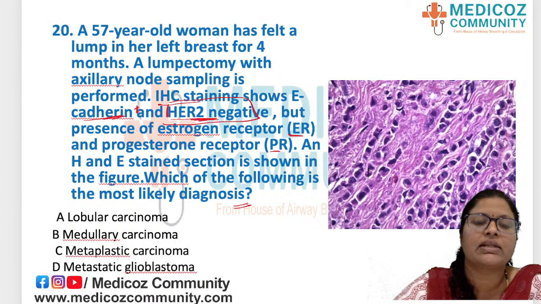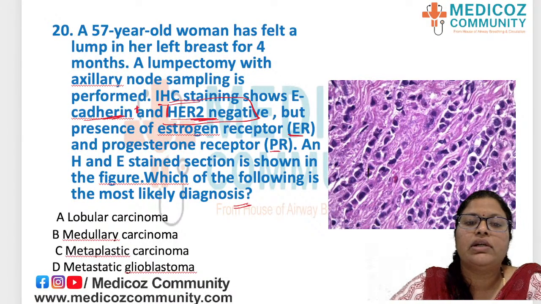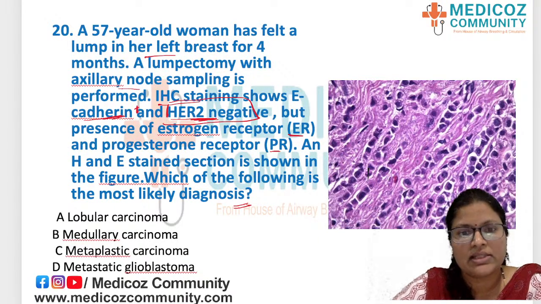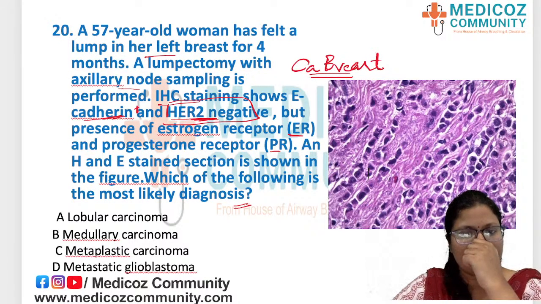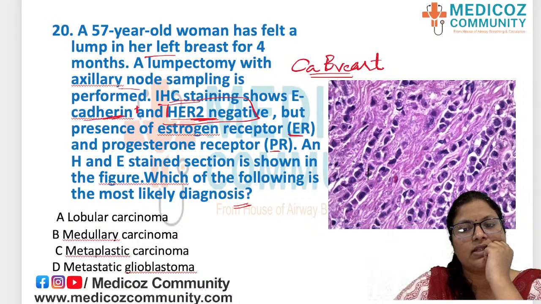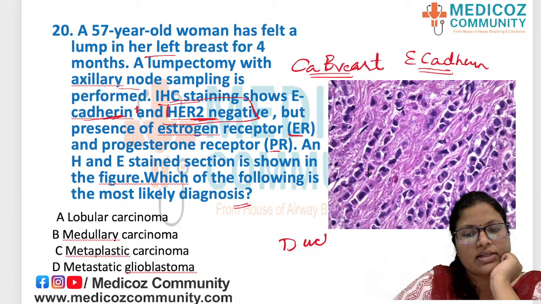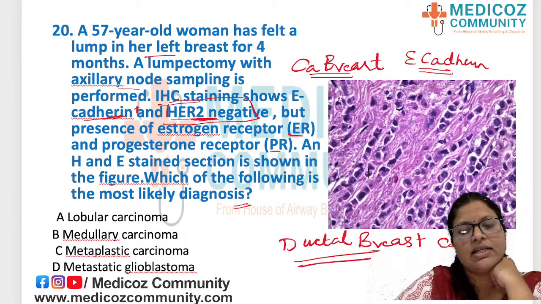So the history itself is telling that this is an old woman with a lump in her breast and axillary lymph node sampling was also done, which means they've done a radical surgery. Okay, so they're talking about CA breast here. And IHC staining was done, which has shown E-cadherin negativity. So remember students, E-cadherin is a marker for ductal breast carcinoma. And they are saying that this is negative, which means they are telling you it is a lobular carcinoma of the breast.